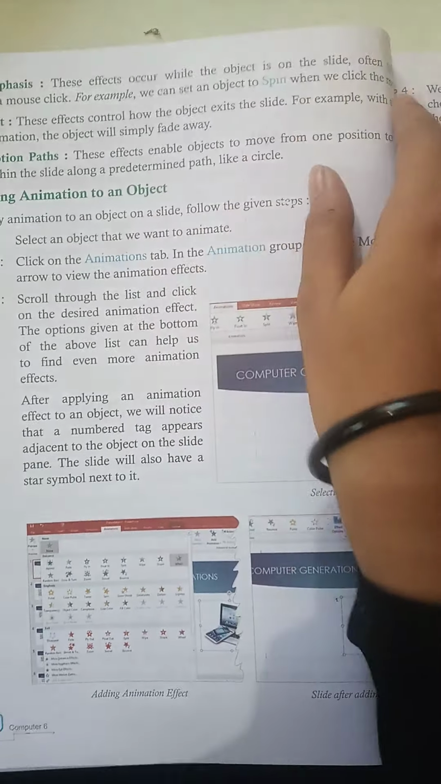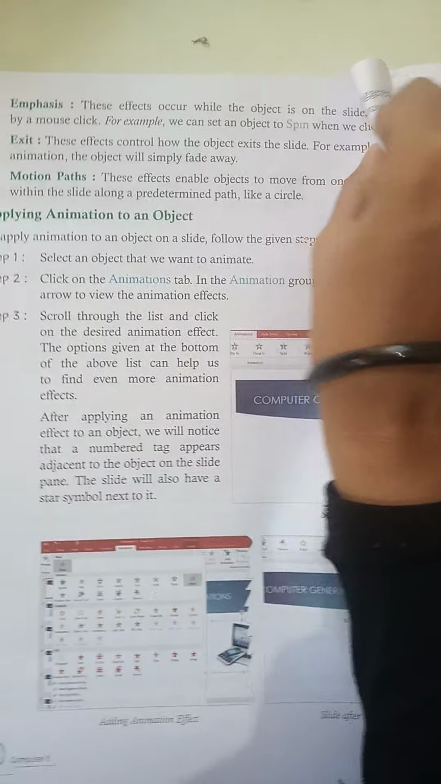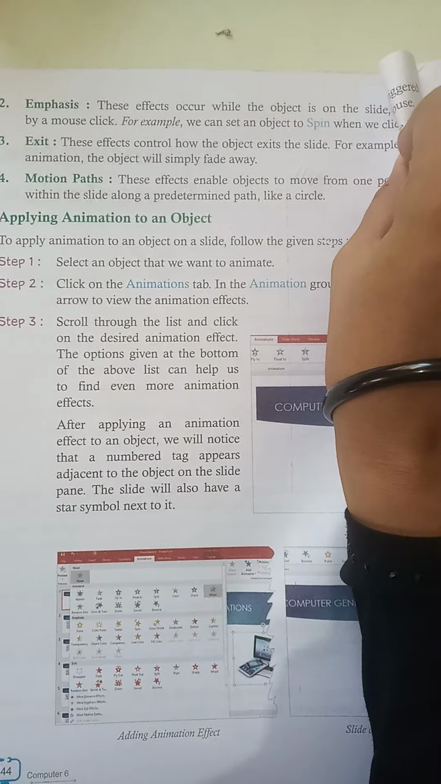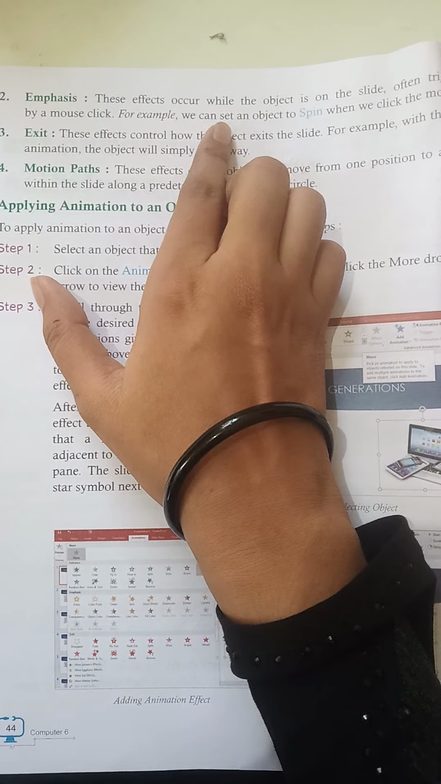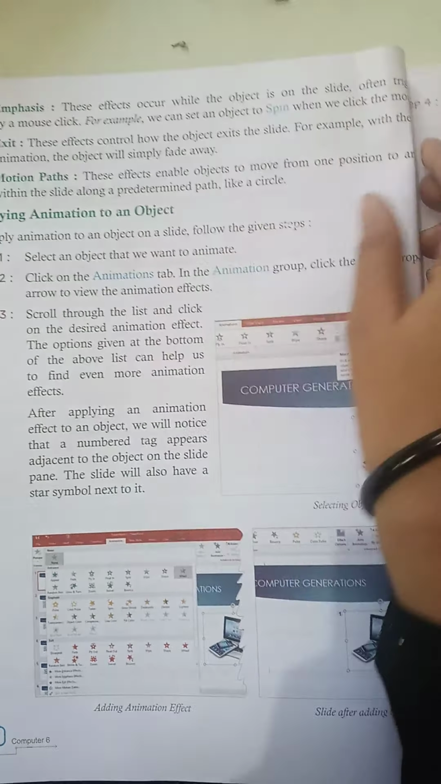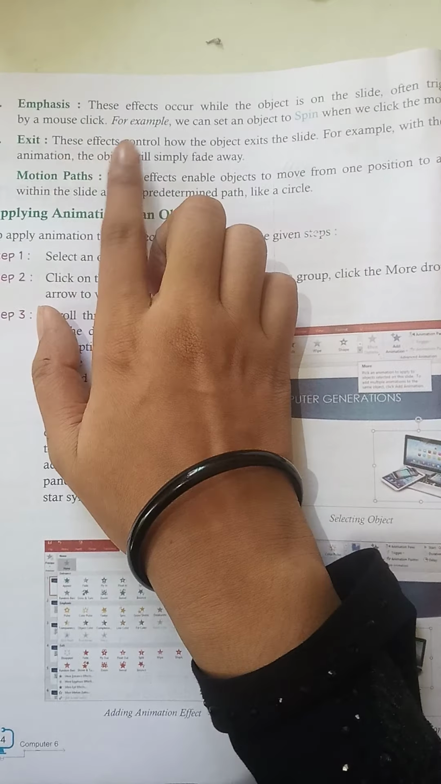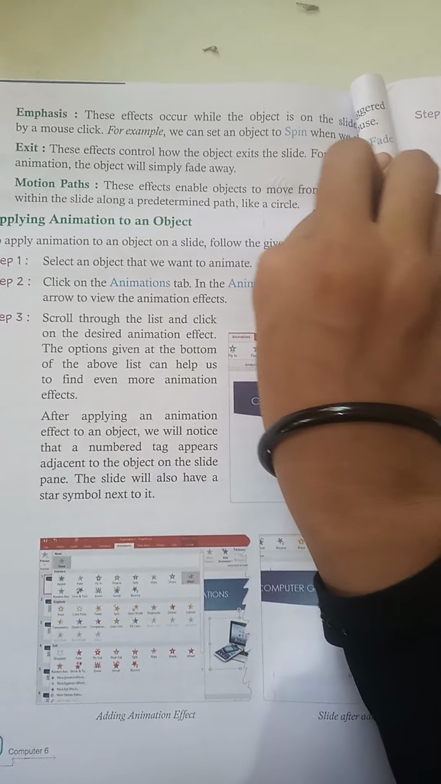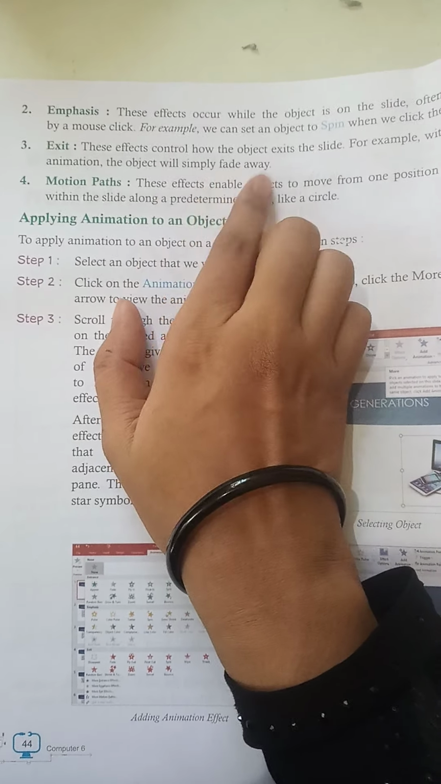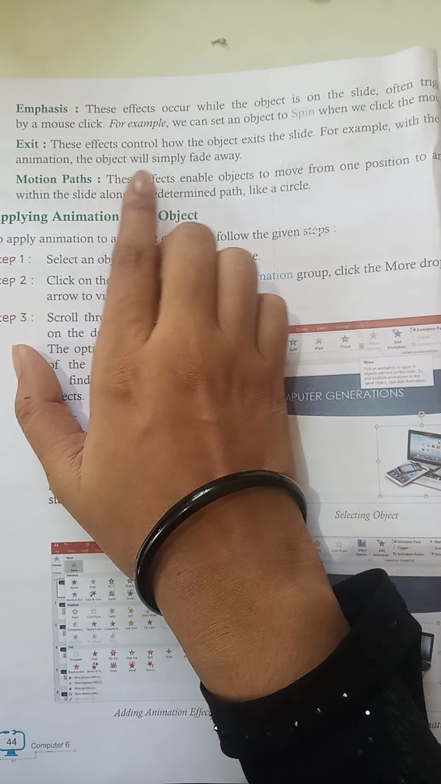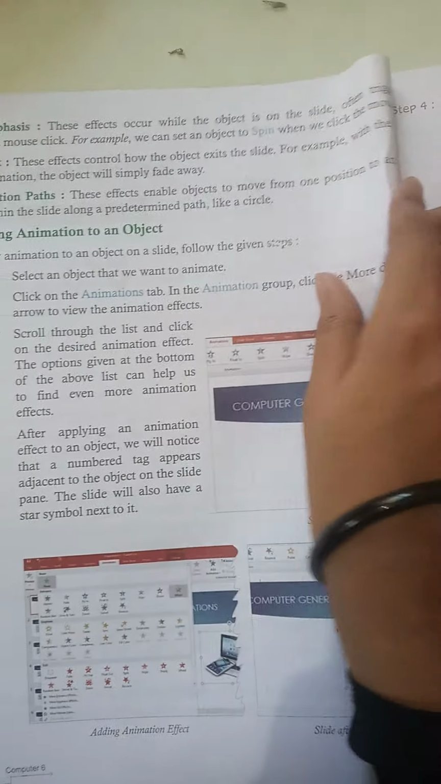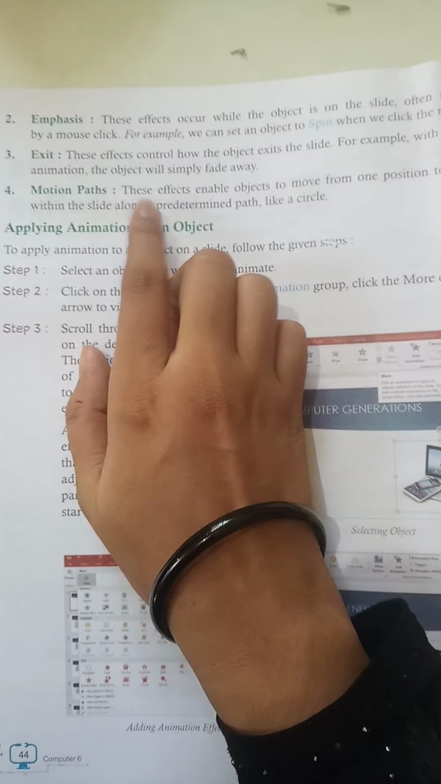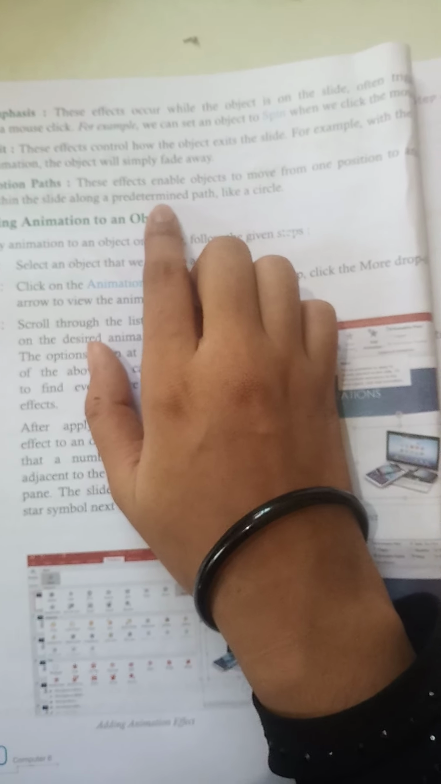Emphasis: these effects occur while the object is on the slide, often triggered by a mouse click. For example, we can set an object to spin when we click the mouse. Exit: these effects control how the object exits the slide. For example, with the fade animation, the object will simply fade away. Motion paths: these effects enable objects to move from one position to another within the slide along a predetermined path like a circle.